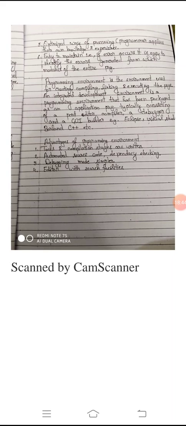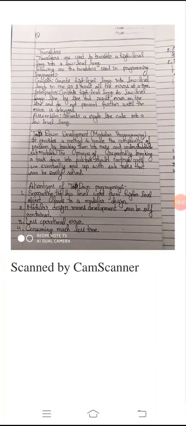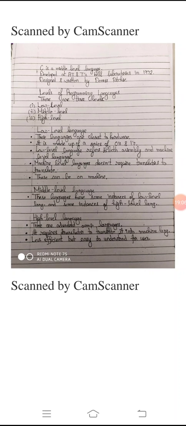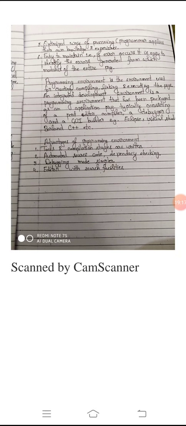So this is all about the basic concepts behind the starting of a language and where that language is actually functioning. What we have read till now: we have gone through some levels, we have gone through translators, we have gone through top-down programming development, which is also called modular programming development, and we have gone through the programming environment that C has.